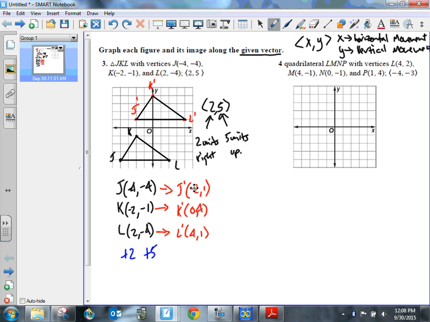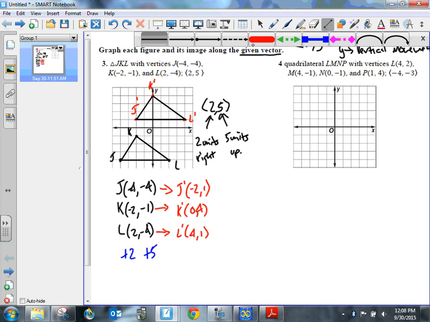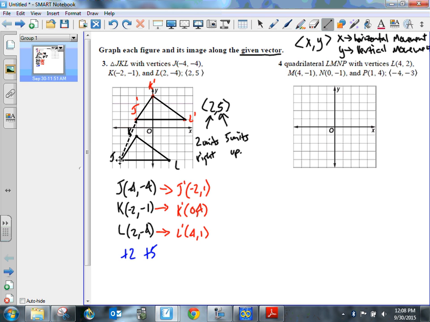And that's all we're doing. This has just been slid across this graph in this direction with a vector of 2, 5. And if we were actually to show that vector, that movement, from J to J prime, there's that one. From K to K prime, there's that one, and from L to L prime, we get that one.